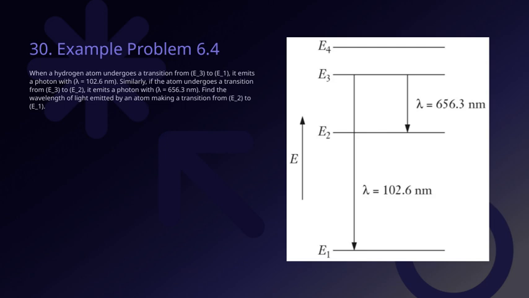Since we know the wavelengths for the transitions from E3 to E1 and E3 to E2, we can relate these to the energy differences between the levels. The key point is that the energy difference between E3 and E1 equals the sum of the differences from E3 to E2 and E2 to E1. So, by calculating the energies corresponding to those wavelengths, we can find the energy difference for E2 to E1, and then convert that back into a wavelength.